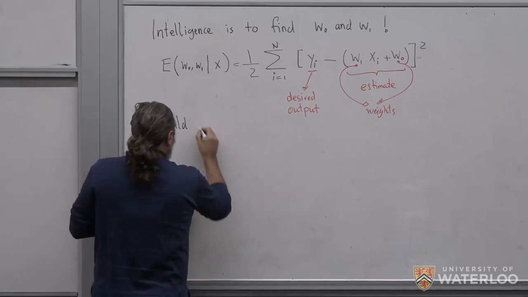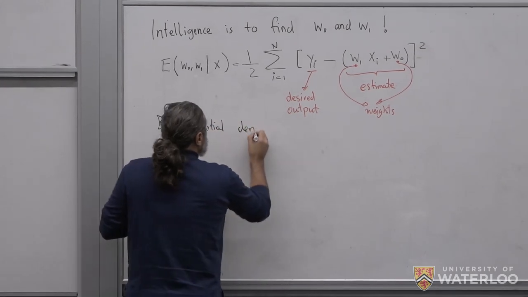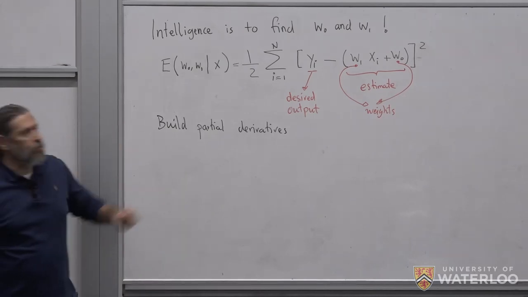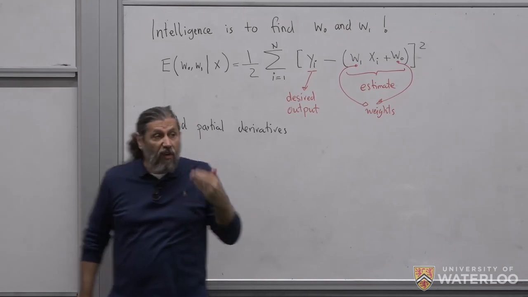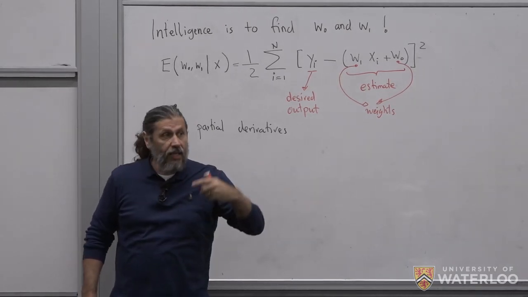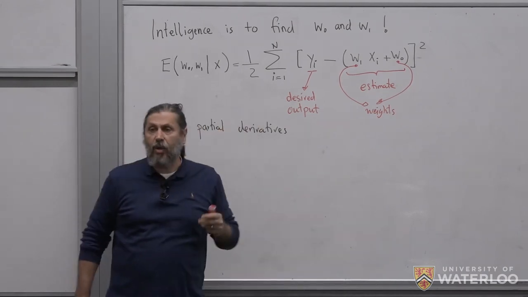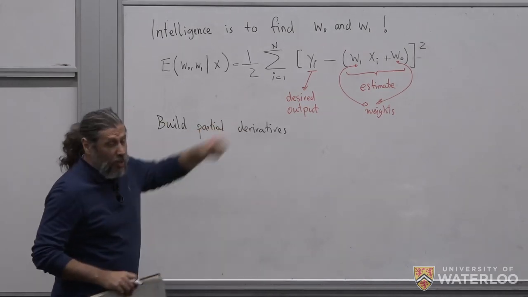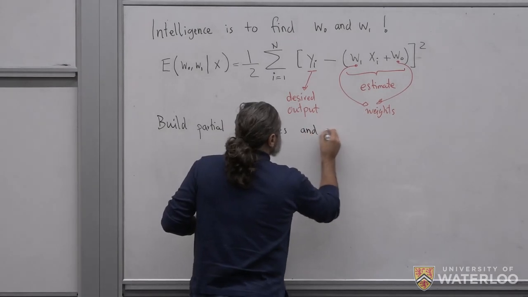So you have to build derivatives. Here in case partial derivatives, because I have two variables. X sub I and y sub I are fixed. They are data from the past. What is supposed to be determined are W0 and W1. So I have two variables. So with respect to W's, I have to build the partial derivatives and simplify.